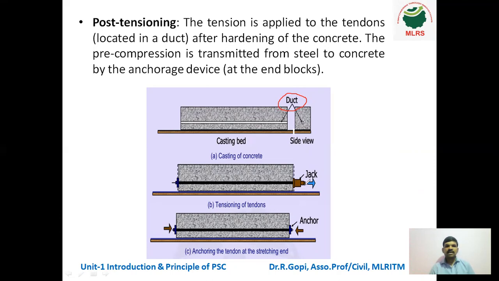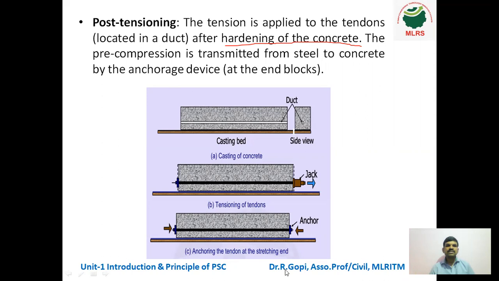After giving sufficient force in the tension wires, finally it is cut. Finally it is cut. So pre-compression force is acted. The tension is applied to the tendons located in a duct after hardening of the concrete. Pre-tension means before casting, pouring of the concrete, but post-tension means after hardening of the concrete. For that only the names pre-tension, post-tension.